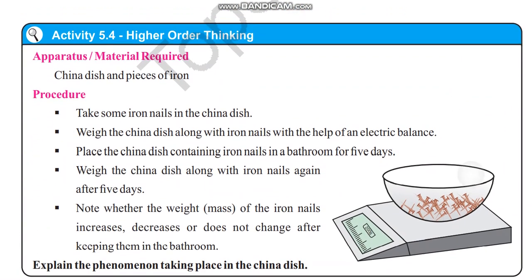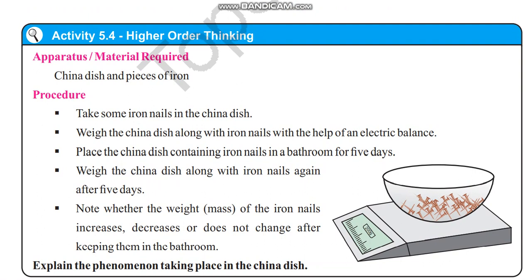So we have a higher order thinking activity, in which we have apparatus: a china dish and pieces of iron. Procedure: take some iron nails in the china dish, weigh the china dish along with the iron nails with the help of an electric balance. Place the china dish containing iron nails in a bathroom for 5 days. Weigh the china dish along with the iron nails again after 5 days. Note whether the mass of the iron nails increases, decreases or does not change after keeping them in the bathroom. Explain the phenomena taking place in the china dish.